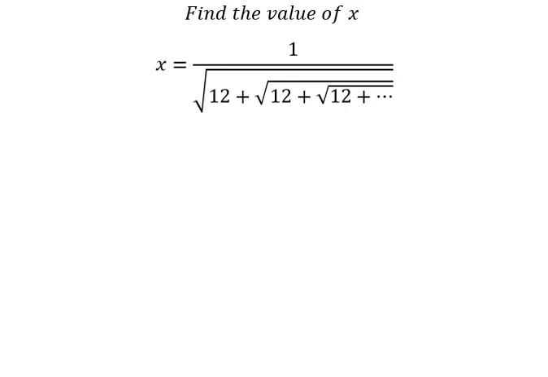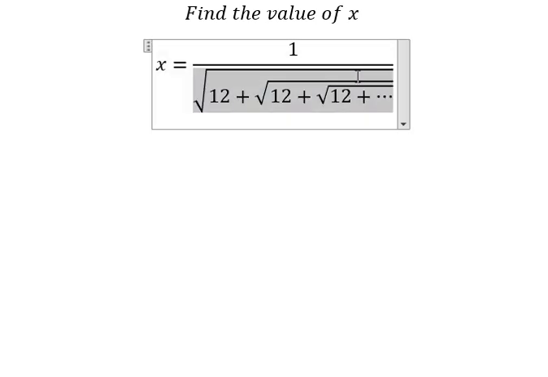Hello everybody. Today I want to talk about calculus. The topic is about finding the value of this one. Now I want to show you how to answer.